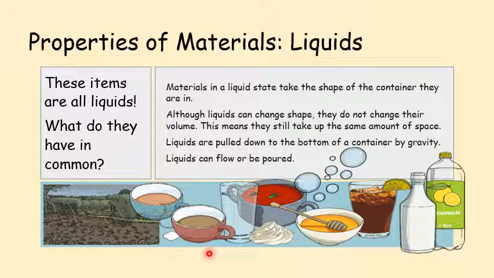Materials in a liquid state take the shape of the container they are in. So here we have the milk and it's the shape of the bottle that it is in. And although liquids can change shape, they do not change their volume. This means they still take up the same amount of space. Liquids are pulled down to the bottom of a container by gravity, and liquids can flow or be poured.